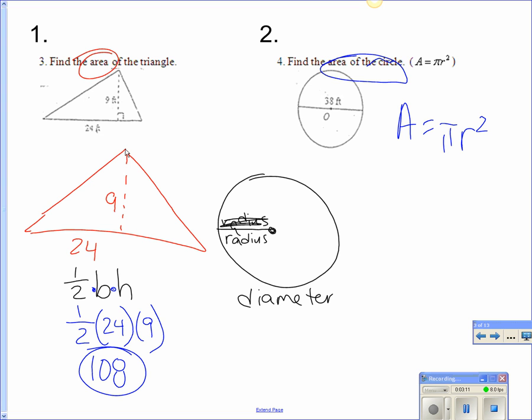The 38 right here, again, I know it's hard to see, is the 38 the radius? What if it's the diameter. They've drawn a line all the way across. Okay, we only want the radius. The radius is going to be half of that. How do you figure out what half of 38 is? Divide by 2. Okay, so what's 38 divided by 2? 19. All right, so I'm going to put A equals pi, and I'm going to put 19 for the radius and square it.